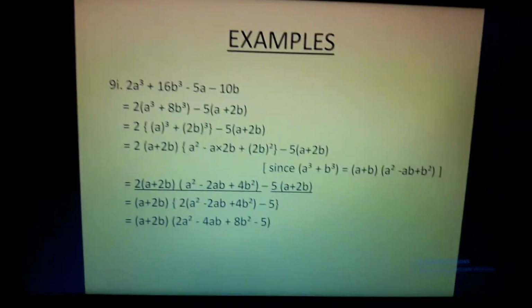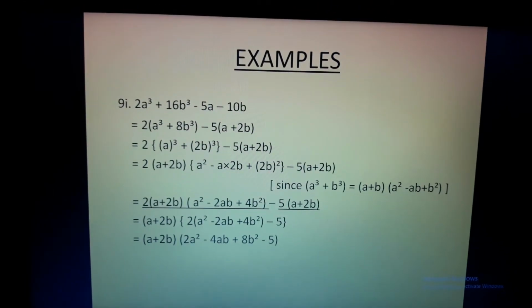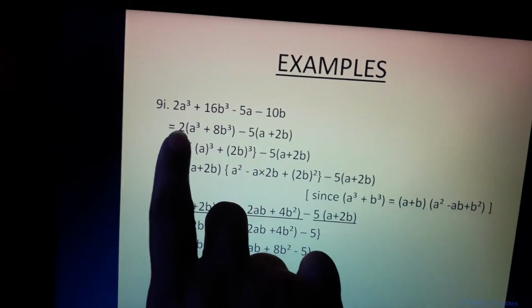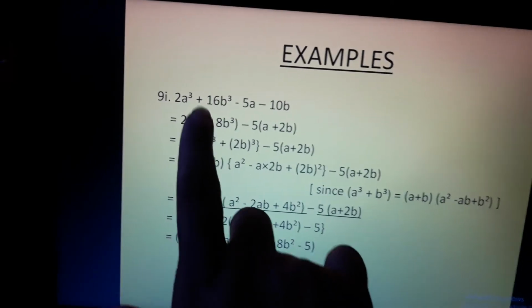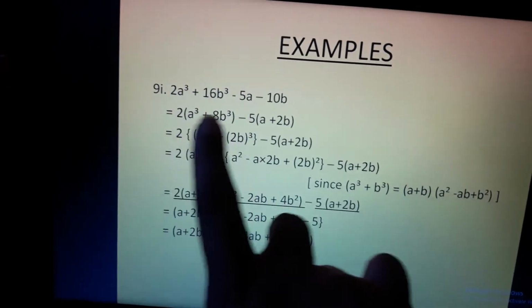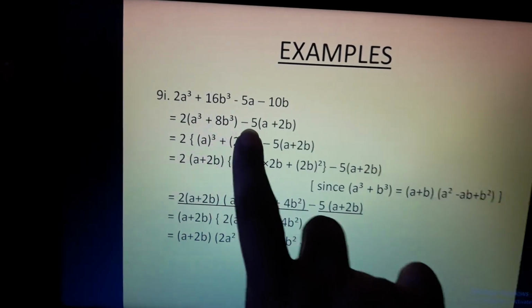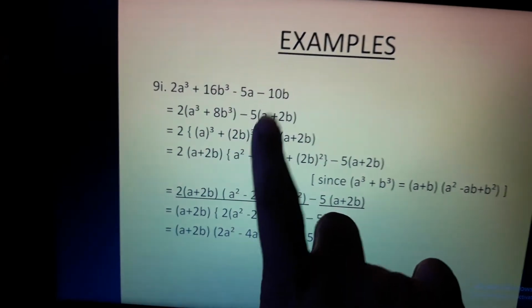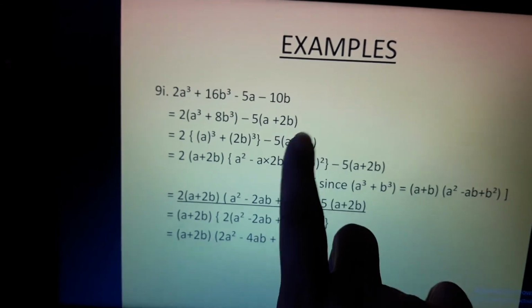In this way you can see one more example. In this sum also we have made a grouping. We have grouped the first two terms, and from the first two terms I have taken 2 common, and in the bracket I have divided the first term by 2, so a cube plus 16b cube divided by 2 gives us a cube plus 8b cube. Then close the bracket. Then we have taken minus 5 common, and we have divided minus 5a by minus 5, so we have got a, minus 10b divided by minus 5 has given us plus 2b, so close the bracket.